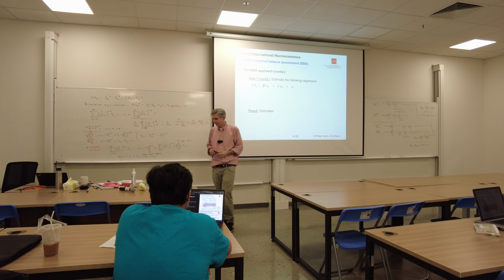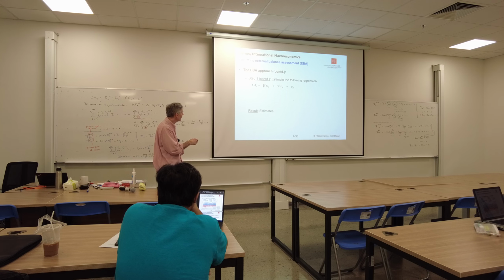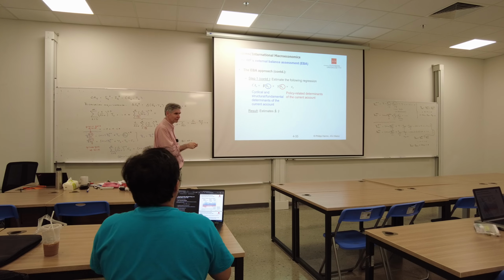So then they estimate a linear regression where they have the current account balance relative to GDP on the left-hand side for country i at time t. And then they have cyclical and structural or fundamental determinants of the current account here, and they have policy-related determinants of the current account.